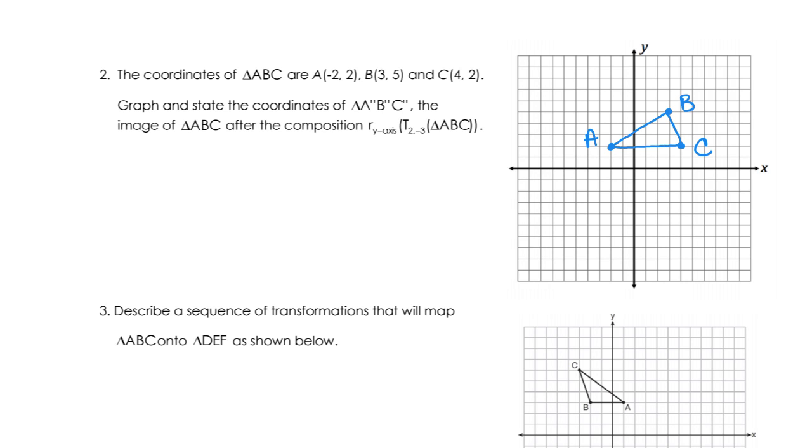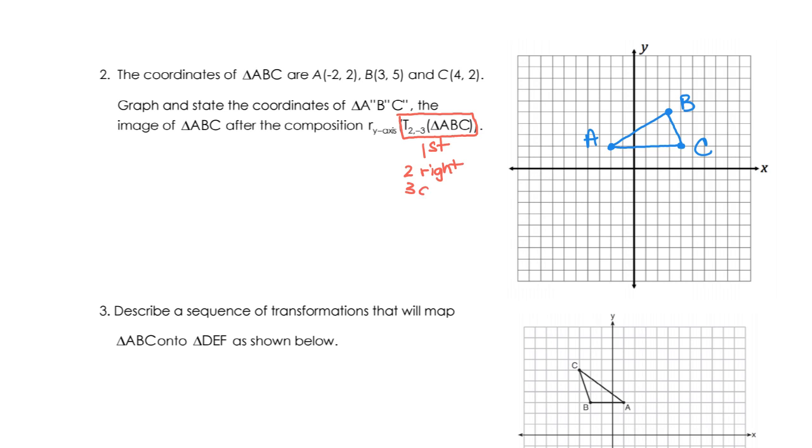Okay. And then it's going to ask me to graph and state the coordinates of triangle A double prime, B double prime, C double prime, the image of triangle ABC after the composition. So we have to do a reflection over the y-axis and a translation of 2, -3. And you can see that they're using the different notation with the double set of parentheses instead of the open circle. But because this is grouped inside those inner set of parentheses, we are going to go ahead and do the translation first.